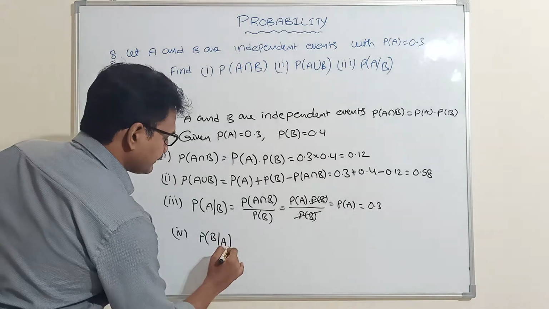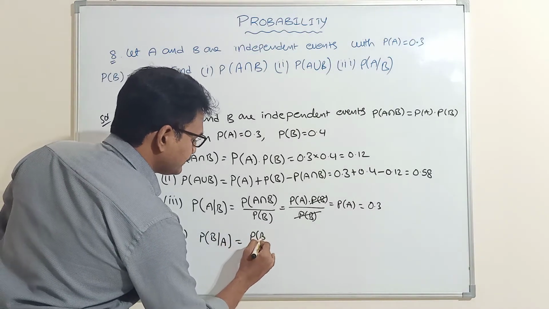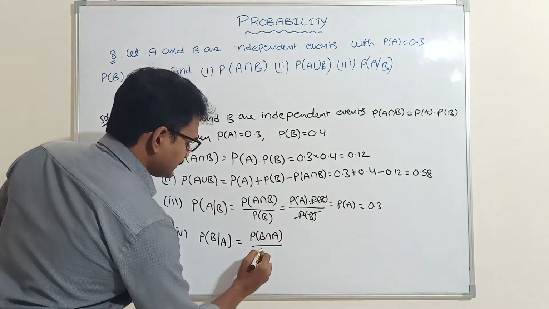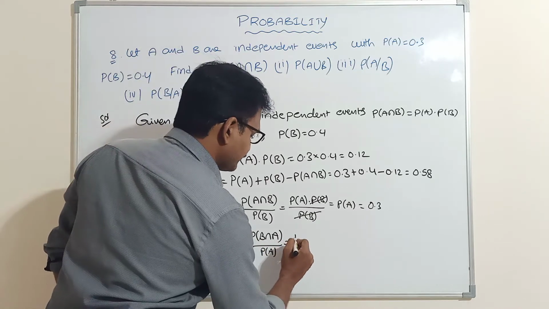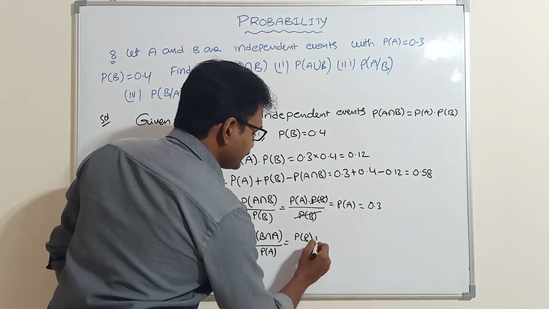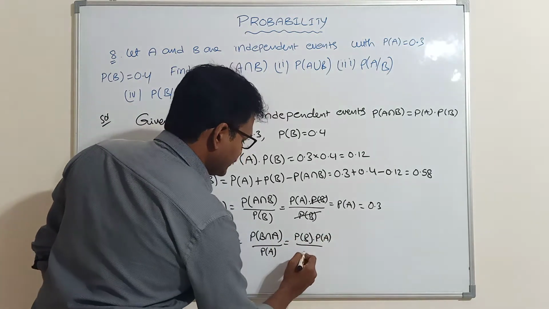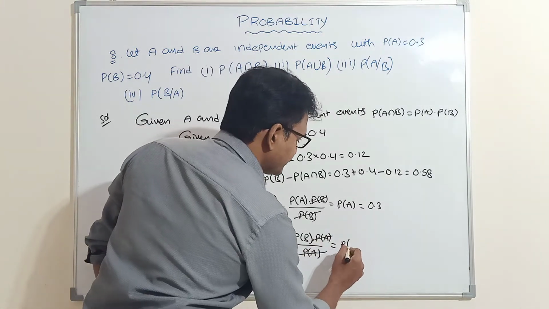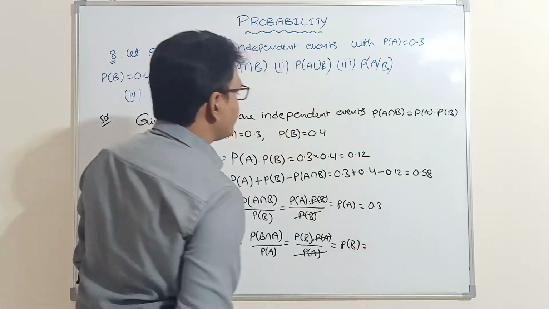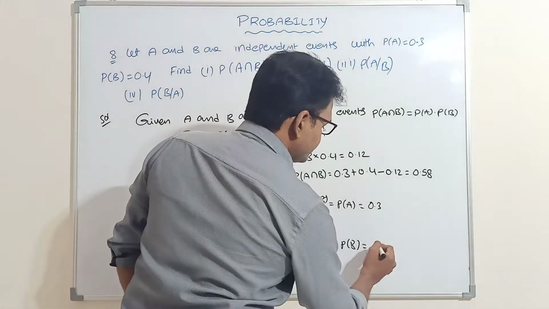Next, similarly, the fourth question is P of B given A. P of B given A is equal to P of B intersection A by P of A. What is the P of B intersection A formula? P of B into P of A, because A and B are independent events, by P of A. Both get cancelled. Answer is P of B. What is P of B value? 0.4.